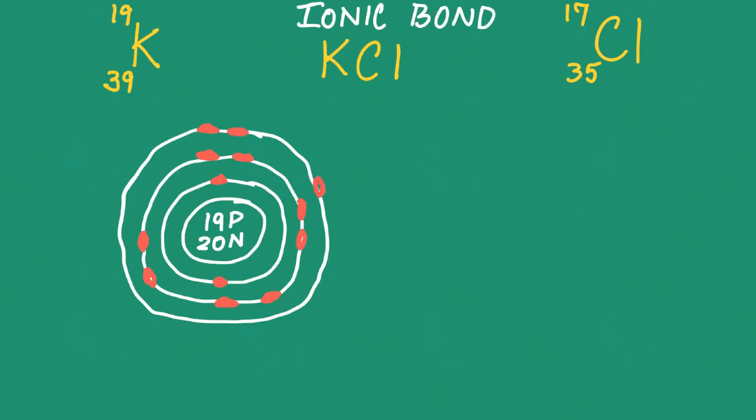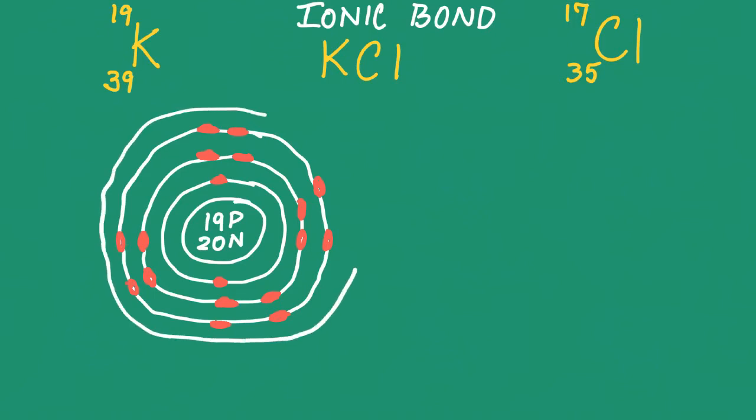So that's 2 plus 8 is 10. 10 plus 8 is 18. We still have 1 electron left. We need to create another shell, and in that shell we'll put the last electron. Remember, this shell is by no means filled.